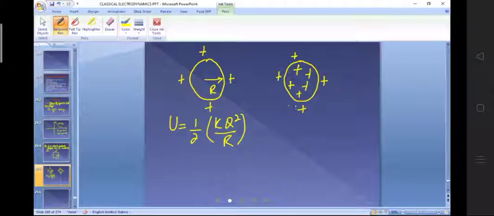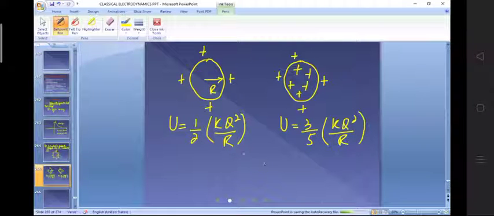Fine, and the potential energy when you calculate it for this system is equal to 3 divided by 5 multiplied by KQ squared by R. Sorry, KQ squared divided by R. It is equal to this: KQ squared by R. Fine, this is the potential energy.